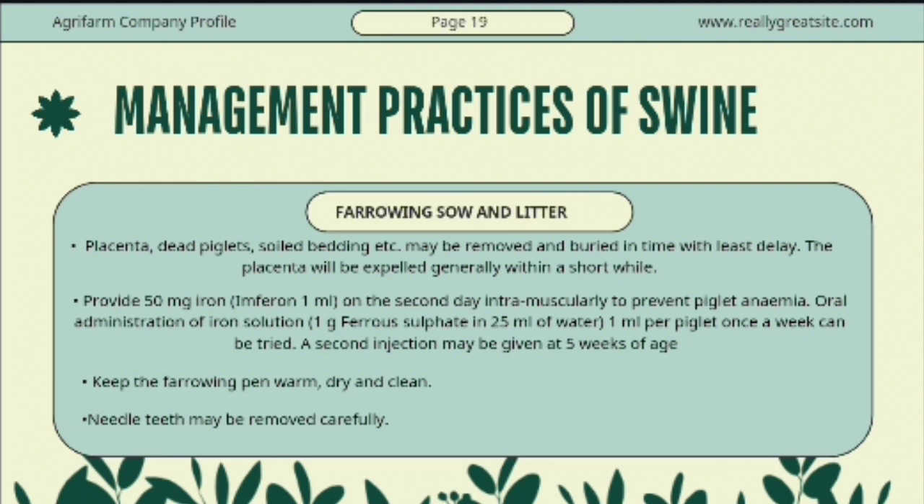Provide 50 milligrams of iron on the second day intramuscularly to prevent piglet anemia. Oral administration of iron solution, 1 ml per piglet once a week, can be tried. A second injection may be given at 5 weeks of age. Keep the farrowing pen warm, dry, and clean. Needle teeth may be removed carefully.